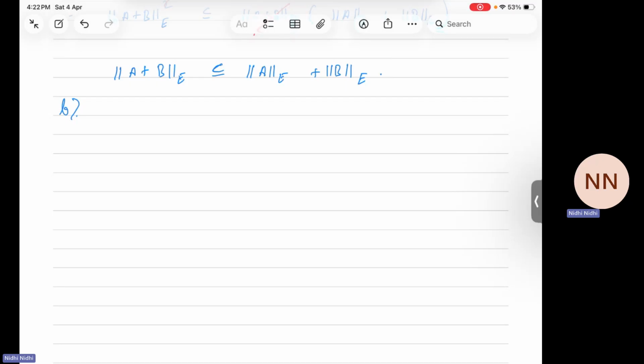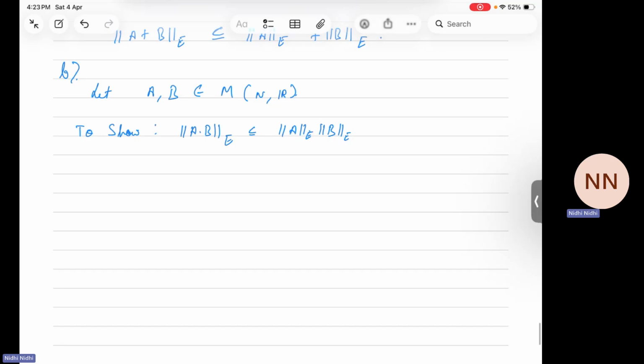Let A and B be two matrices in M_n(R). We need to show that the norm of AB, this is just matrix multiplication, is less than or equal to the norm of A times the norm of B. So let's first see the ijth element of the matrix AB.